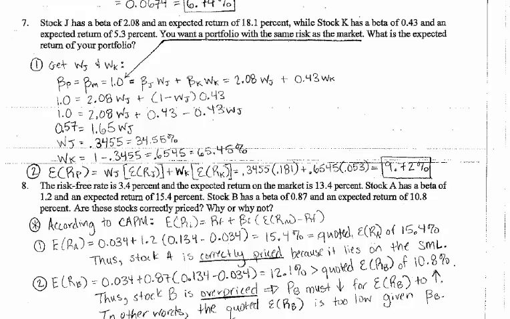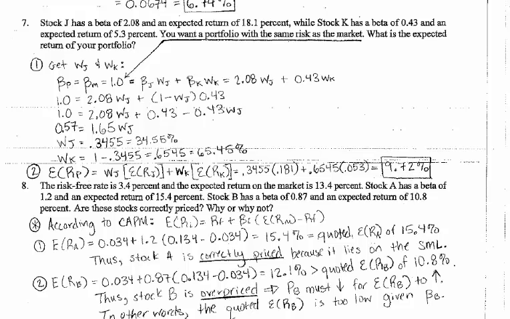Now, you'll want to know that information to solve for this problem. Stock J has a beta of 2.08 and an expected return of 18.1%, while stock K has a beta of 0.43 and an expected return of 5.3%. You want a portfolio with the same risk as the market. What is the expected return of your portfolio?